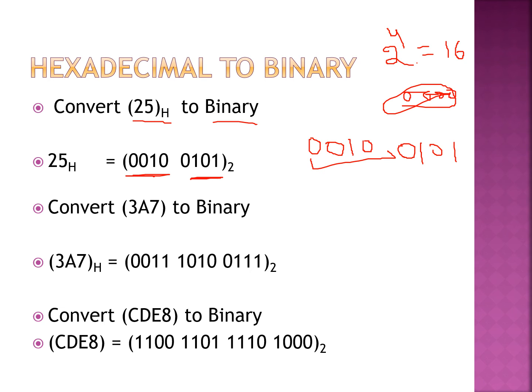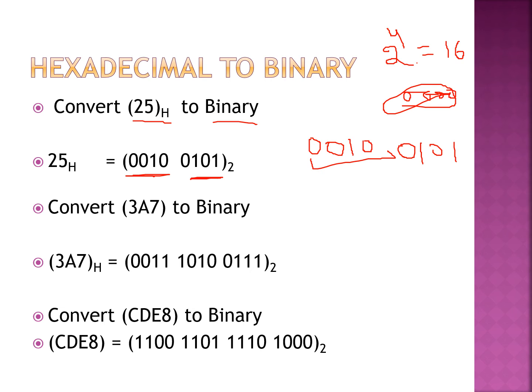Similarly, in the same way, how can you convert 3A7 to a binary number? So 3A7 is in hexadecimal. Why is it hexadecimal? Because there is an A written here, and A only exists in hexadecimal. So to convert 3A7 into binary, we will proceed in the same manner as in the previous example.